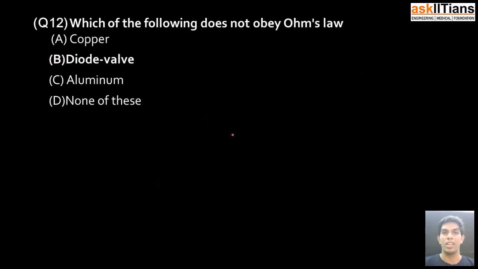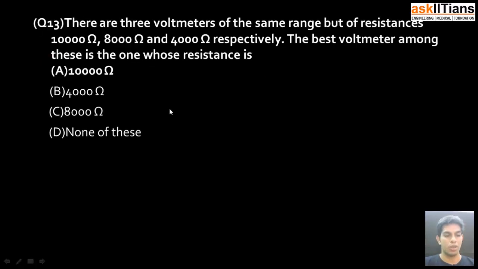Which of the following does not obey Ohm's law? So copper is a metal, it obeys Ohm's law. Diode valve, it doesn't obey Ohm's law because of its reverse and forward bias nature. So this does not obey Ohm's law. Aluminium, it obeys Ohm's law because it's a metal. So B, it doesn't obey Ohm's law, is the correct answer. Moving on to the 13th question.